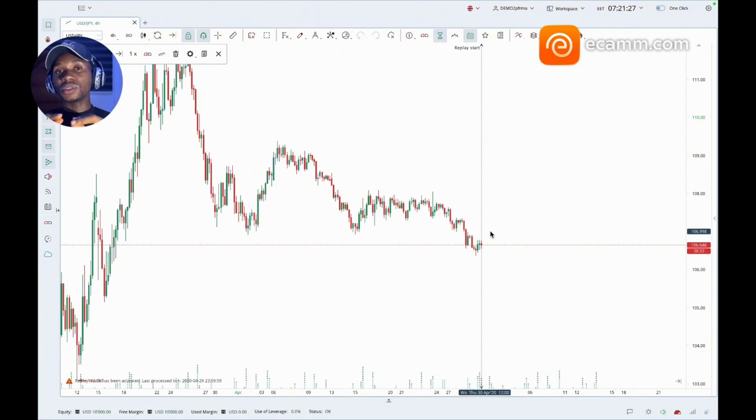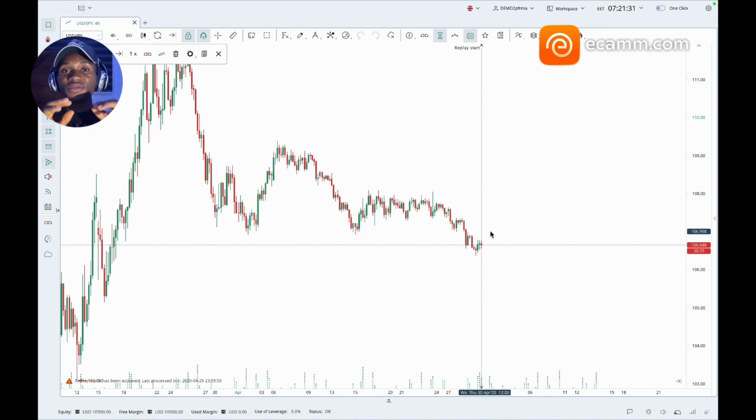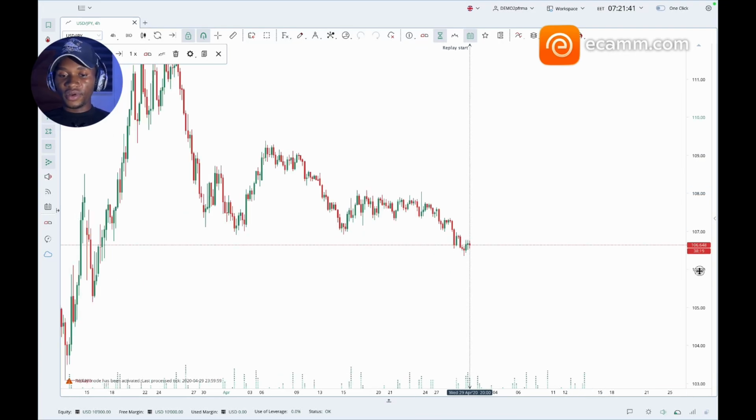Okay, let's focus on the MAEE strategy. So we know our market structure right now. Looking at the 4 hour time frame, the market structure is clearly a downtrend. Alright. So what's the next thing we want to do? Our area of value.